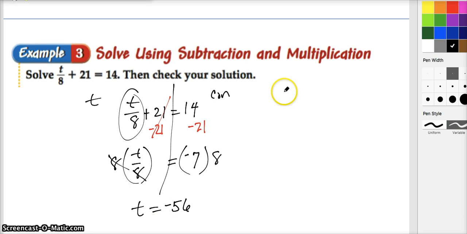Now it's checking time. I take the original problem, I write it down, and I'm going to replace the variable t with the number negative 56.